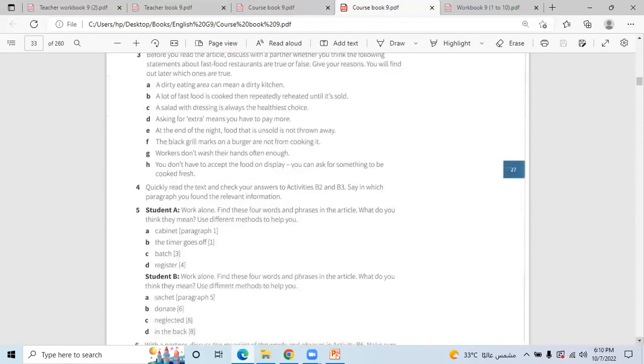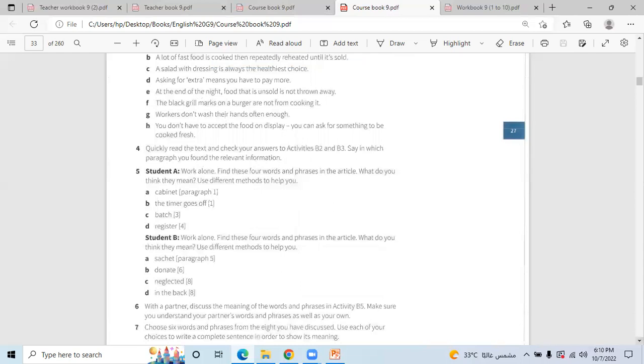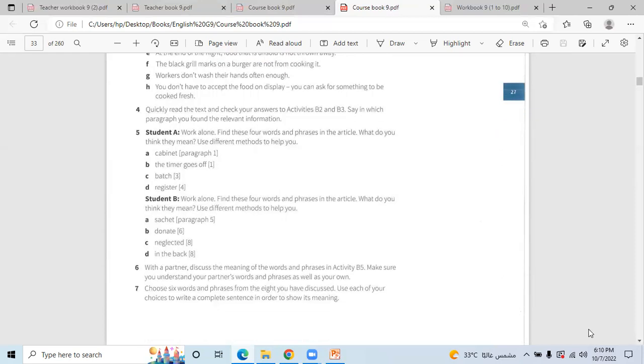It depends on the restaurant. Some of the restaurants take good care of hygiene, and some don't. You don't have to accept the food on display. You can ask for something to be cooked fresh. Again, it depends on the type of restaurant you are visiting. Then number four, quickly read the text and check your answer.